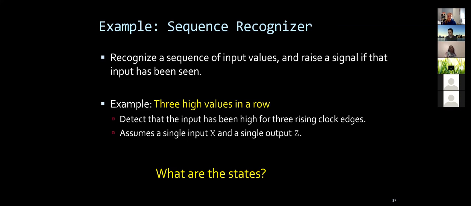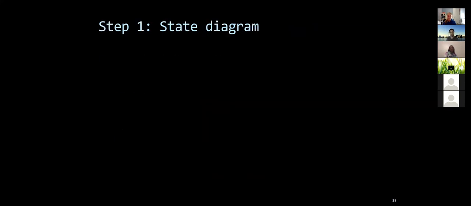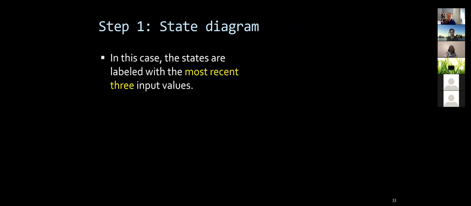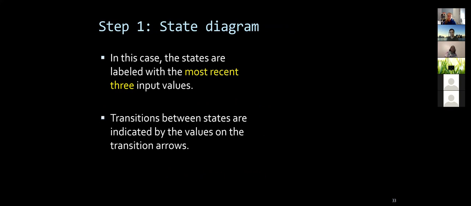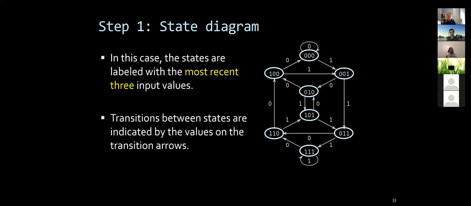Start and 1 to 3 is not enough because I essentially need to look at all the different groups. So I need to look at all different combinations. I think Sam was close to it, but I don't need 2, I need actually 3. In this case, the states are labeled with the 3 most recent input values, right? Because I need to control all of them and all the transitions. Transitions between the states are indicated by the values on the transition arrows. So this is what I want to build.